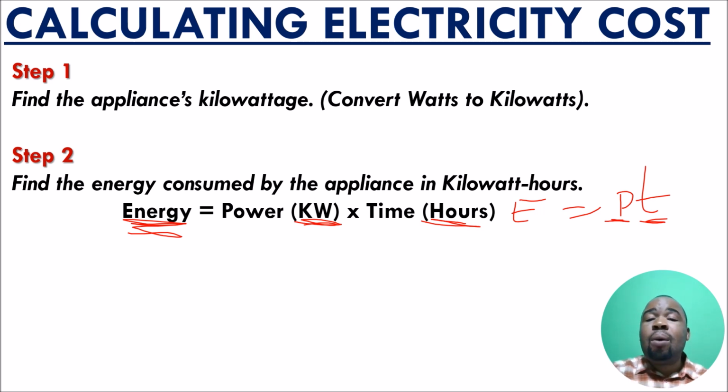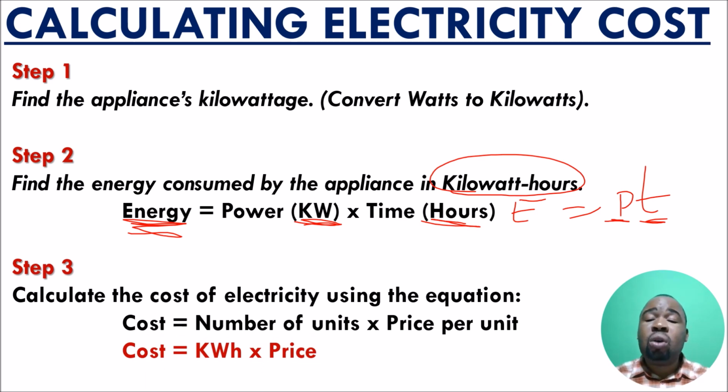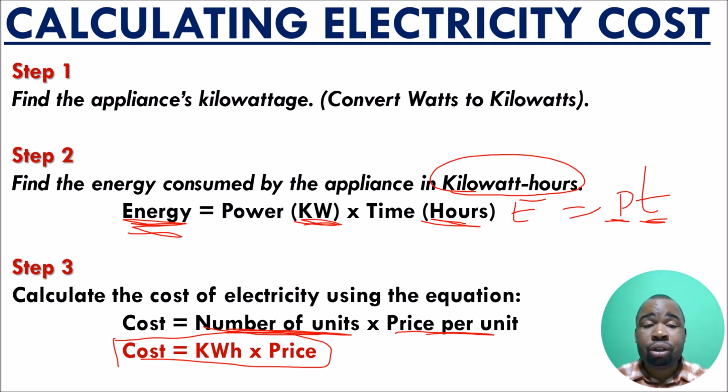Once kilowatt hours are found, we go to step number 3, calculating the cost of electricity. A kilowatt hour is the unit for electricity. So we'll say the total cost of running a gadget is the number of units, how many kilowatt hours were used, times the price per unit. Then we end up finding the cost of electricity. Let me quickly use an example to demonstrate what I'm talking about.